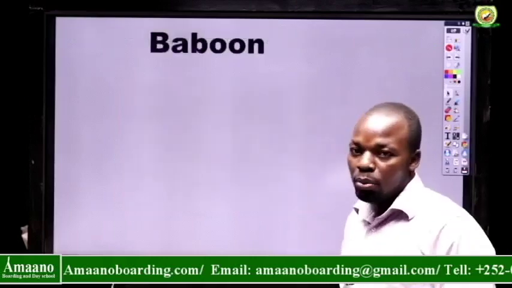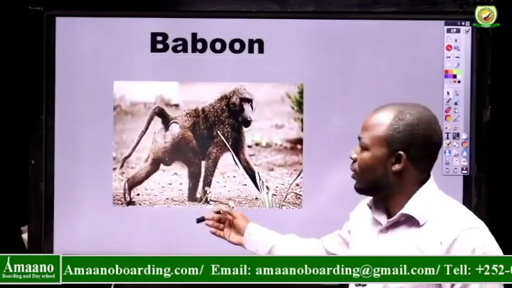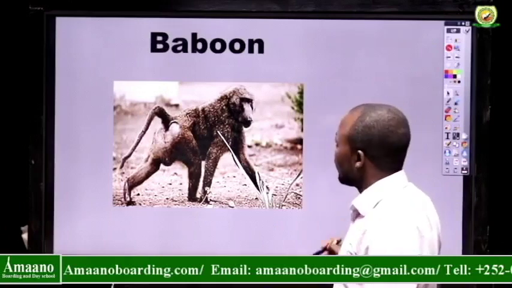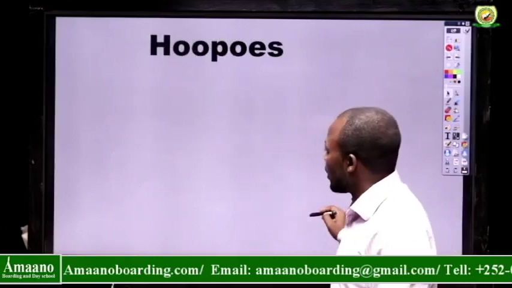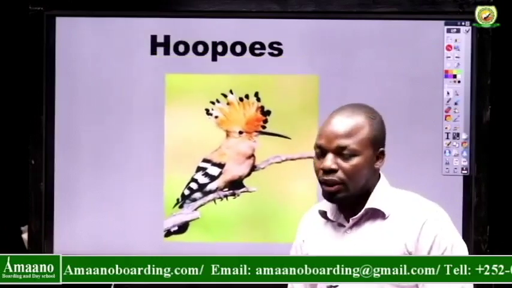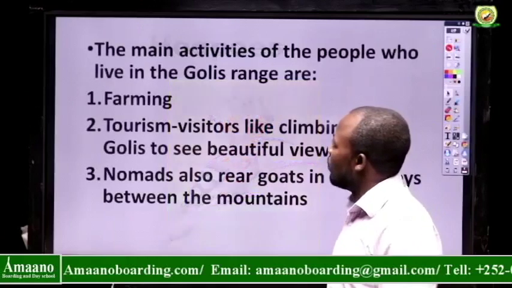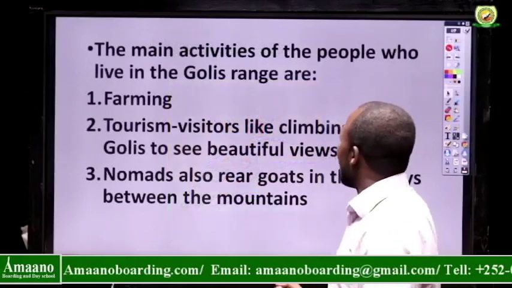Then we have a baboon. An image of a baboon is here. It is found in the Golis mountain range. Then we also have a hopos, which is a type of bird that is also found in the Golis mountain range. It's here.